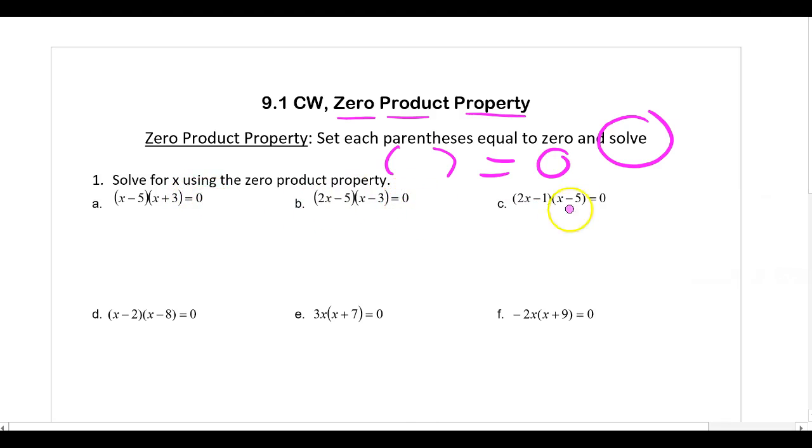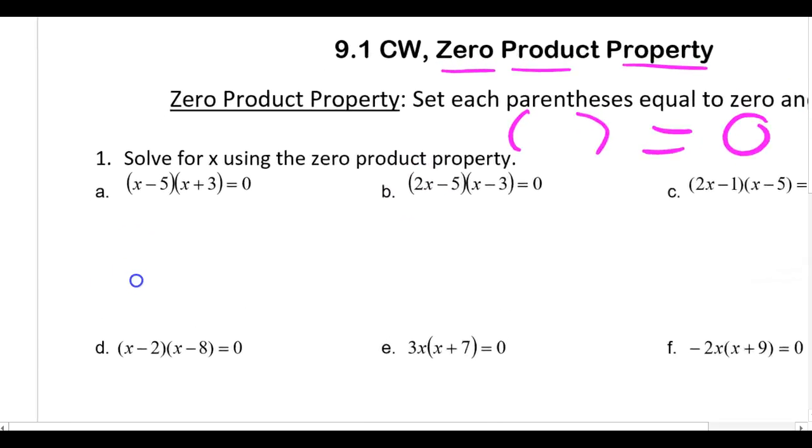Equal to 0 here, equal to 0 here, equal to 0 here, equal to 0. They're all equal to 0. So in order to do this, you have to have 0 on the right side. Okay, so let's focus in on number 1.